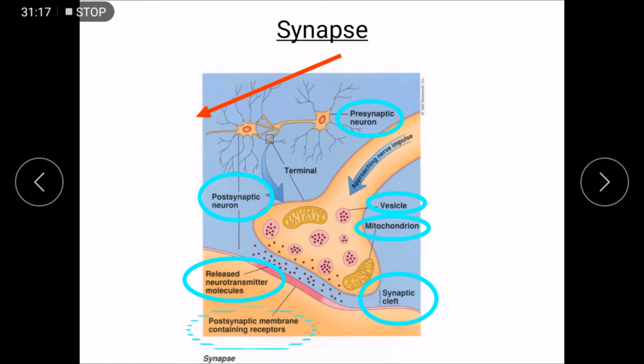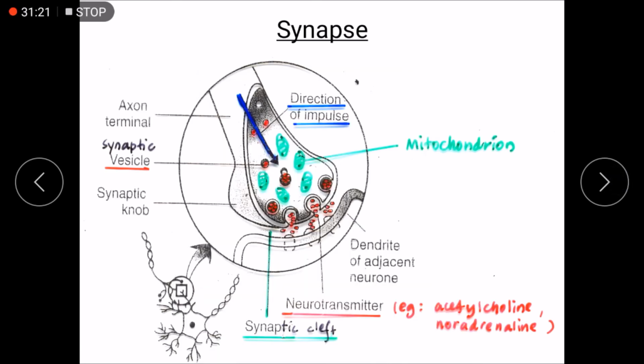This is from the textbook. Examples of neurotransmitter: acetylcholine, noradrenaline, serotonin, and dopamine. So these are the neurotransmitters. Can you see? Anything that is not clear here, you can just ask me. Direction of the impulse, synaptic cleft.